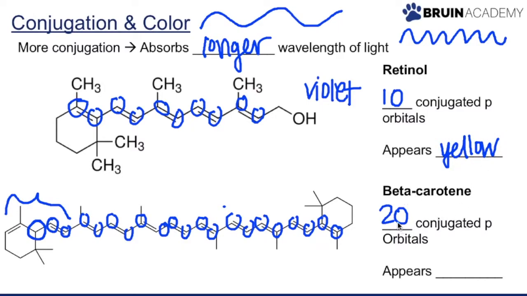And beta carotene, on the other hand, since it's more highly conjugated, absorbs a lower energy wavelength of light. So it actually absorbs in the green-blue region of the spectrum, and it appears the opposite color, which is orange. And beta carotene is what makes carrots orange. So that's how I remember this whole relationship here.